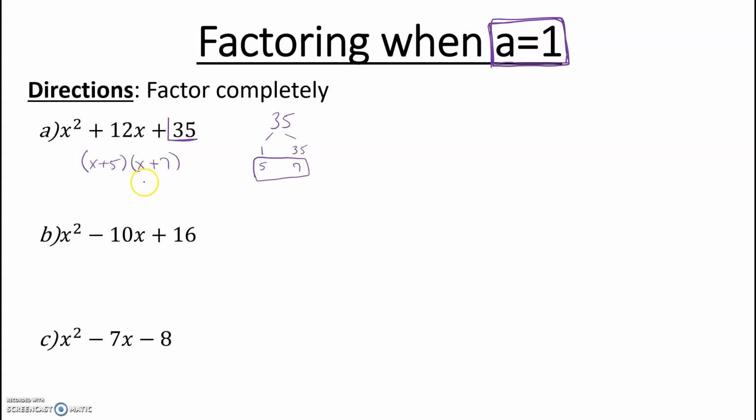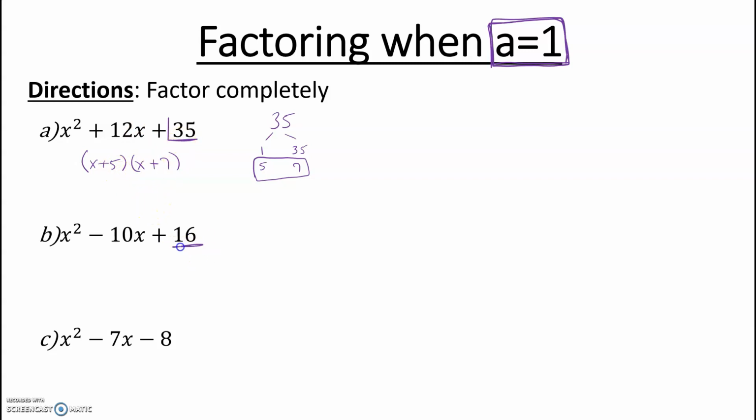Now you can always FOIL this out and check yourself. x times x is x squared. We have x times 7, and then 5 times x, so 7x and 5x add up to 12x. And then 35, right? 7 times 5 is 35.